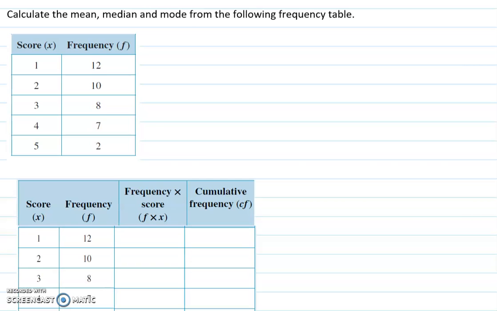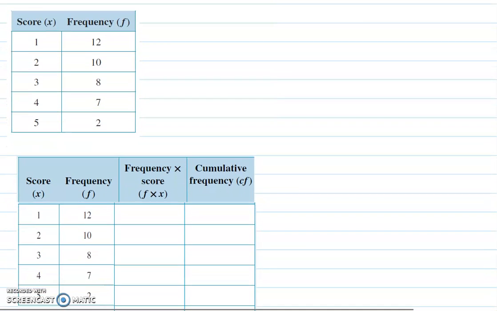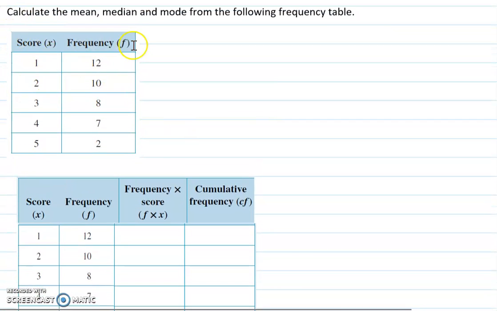We'll look at an example of using a frequency distribution table and how to calculate the mean, median, and mode from the frequency table. For the example, we are given a table of a set of scores and the frequency that the scores have. That means the number of times that the scores have been seen in the data set. So you'll get a question something like that.